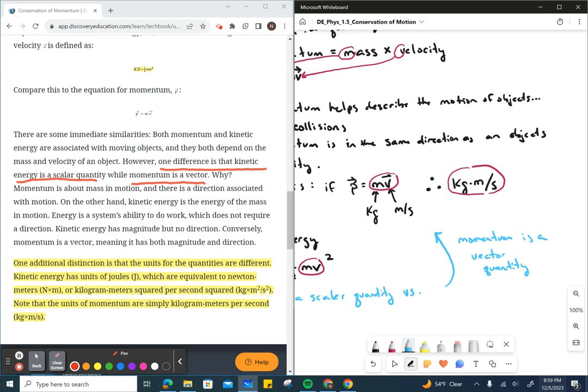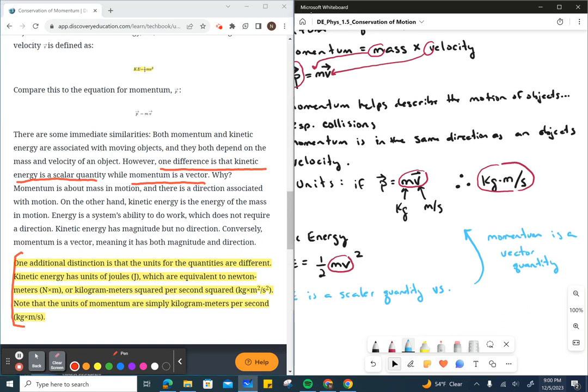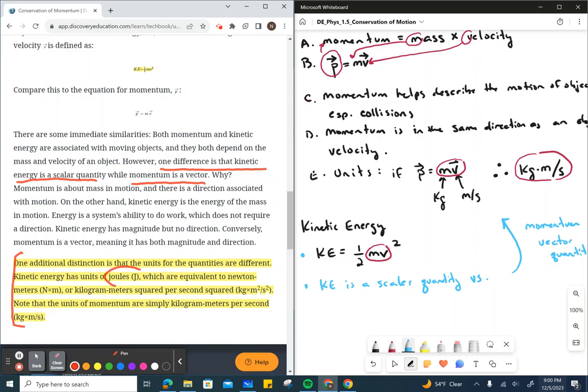One additional distinction is that the units for the quantities are different. Kinetic energy has units of joules, which are equivalent to newton meters or kilogram meters squared per second squared. Note that the units of momentum are simply kilogram meters per second. Okay, so what they've done there is they've given you some equivalent units. Joules is what we often refer to when we talk about kinetic energy, but you can see what the equivalents are there. Okay, all right, these are equivalent measures.